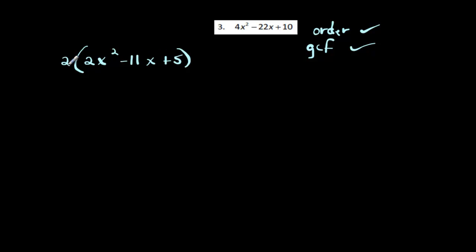Now when you factor out the 2, you're basically taking all of these individual terms and dividing them by 2 to get whatever is left over in here. At this point, we can factor this trinomial. This is a hard trinomial, so we're going to do the box.